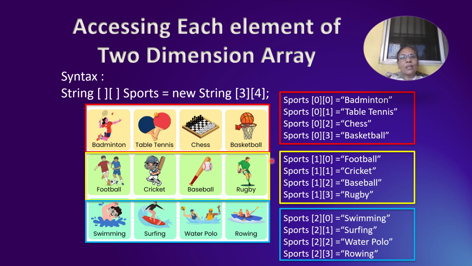Now sports of 1, 0, so this is the first row. Sports of 1, 0 is football, sports of 1, 1 is cricket, sports of 1, 2 is basketball, sports of 1, 3 is rugby, and so on for the rest of the rows. So this is the declaration for the sports variable, and these are the ways by which each element is accessed.